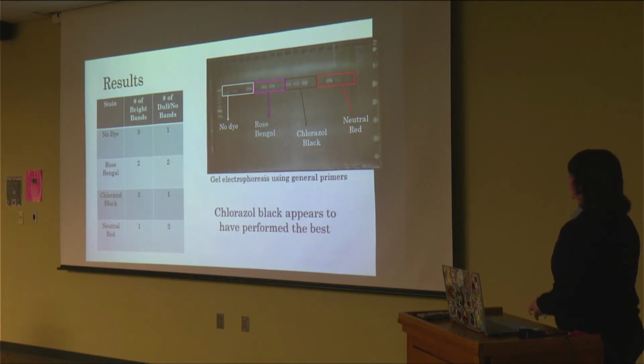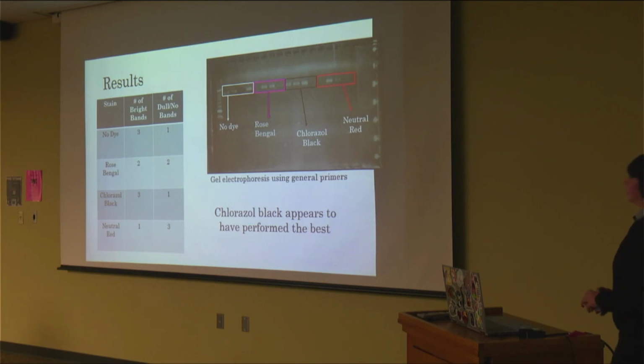So from this, we can conclude that rose bengal and neutral red did reduce the amplification of PCR, or the amplification of DNA in our PCR studies.